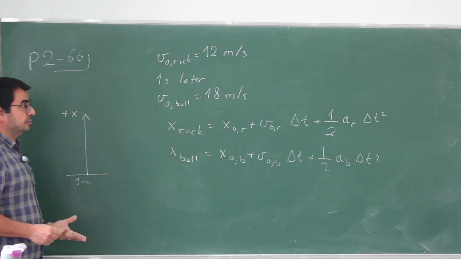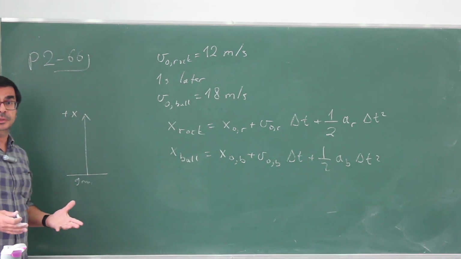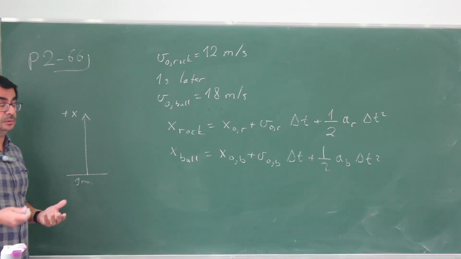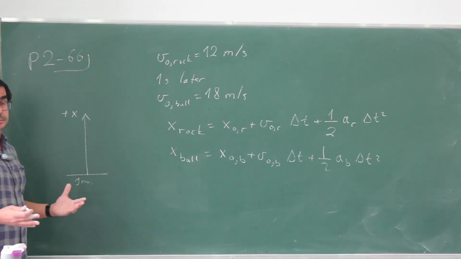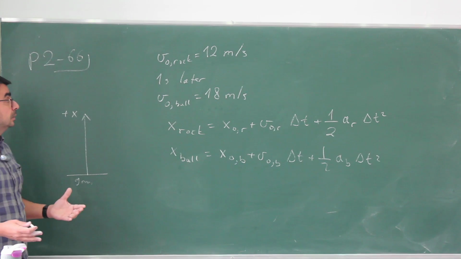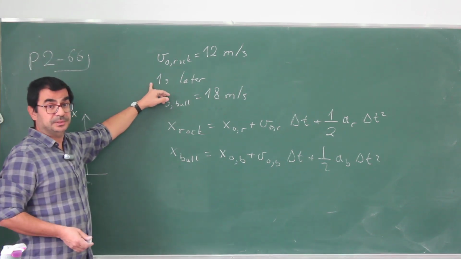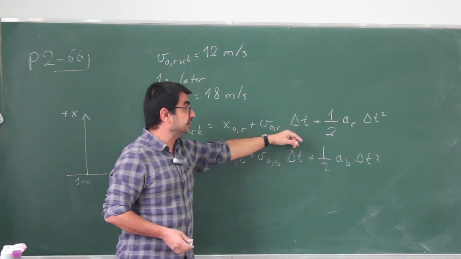12 delta T is going to be equal to 18 delta T. There's something wrong with these equations. Well, one clue of what we did wrong is that we didn't use this at all. It should be there. Now this is delta T, but what is delta T?